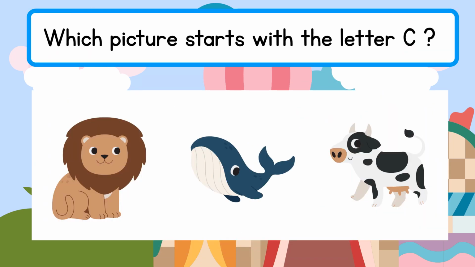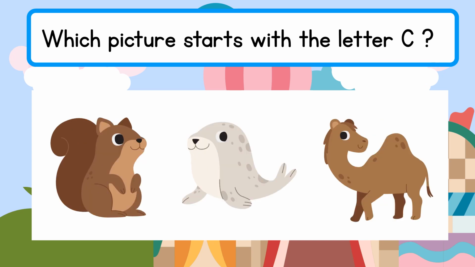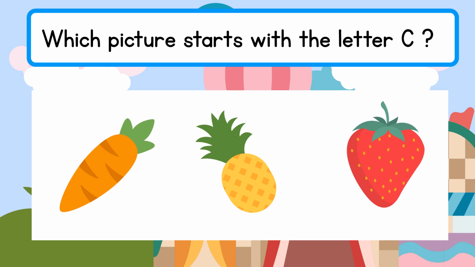Now, which picture starts with the letter C? That's great. It's a cow. Which picture starts with the letter C? Great job. It's a camel. Which picture starts with the letter C? That's great. Carrot.